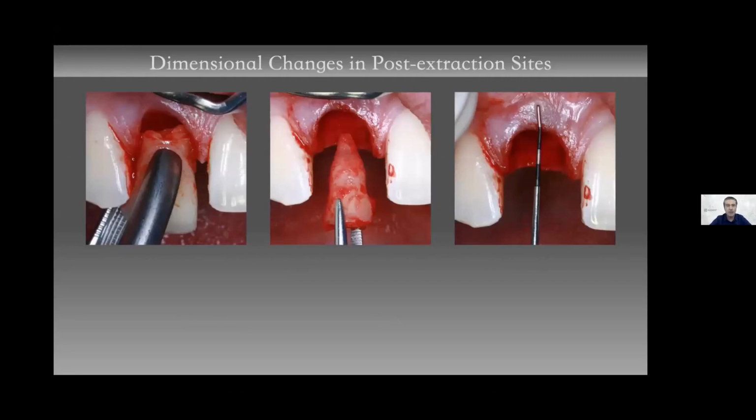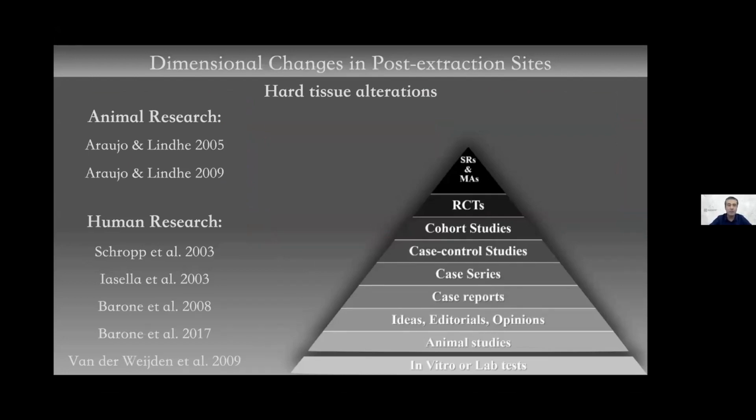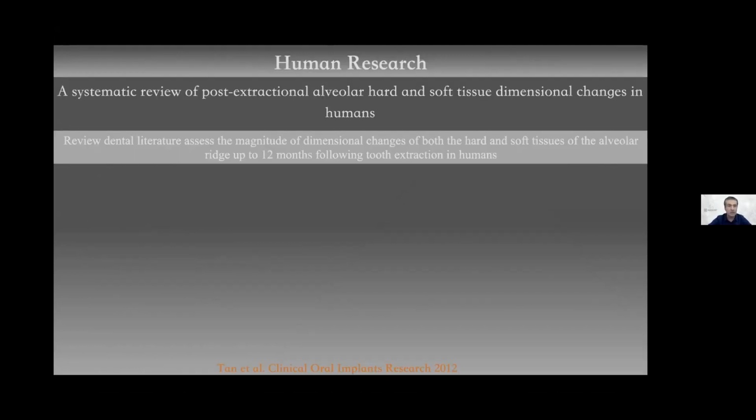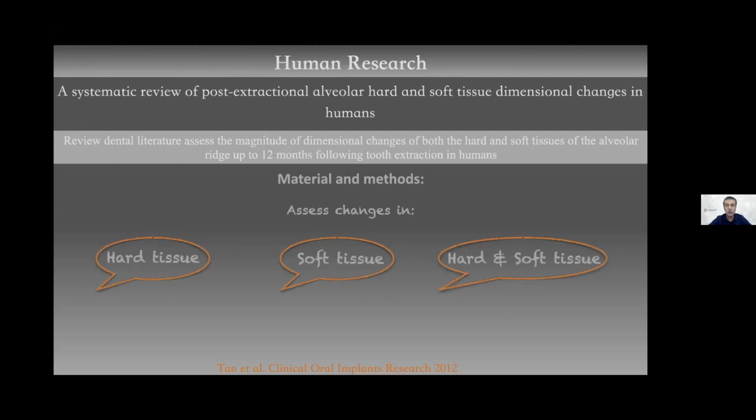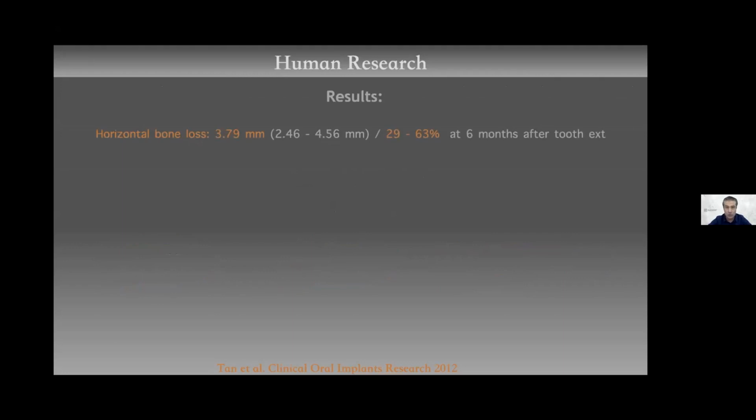So let's begin by a little summary about what will happen after extraction. Following tooth extraction, we all know we will have hard tissue alteration and soft tissue alteration. I don't want to tell you that many, maybe more than 100 articles spoke about this issue in animals, in humans, and I want to select only one article. It's a systematic review done by Tan in 2012, where he discussed what will happen to the hard and soft tissue. Results are, in horizontal bone loss, the mean bone deficiency will be around 4 millimeters, while with the vertical bone, it will be around 1.5 millimeters.